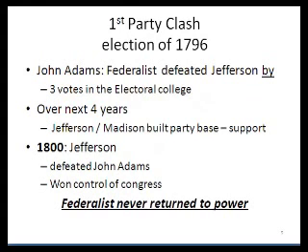These two parties first clashed in the election of 1796. John Adams, the Federalist candidate to succeed Washington as president, defeated Jefferson by just 3 votes in the Electoral College. Over the next 4 years, Jefferson and James Madison worked tirelessly to build the Democratic Republican Party.